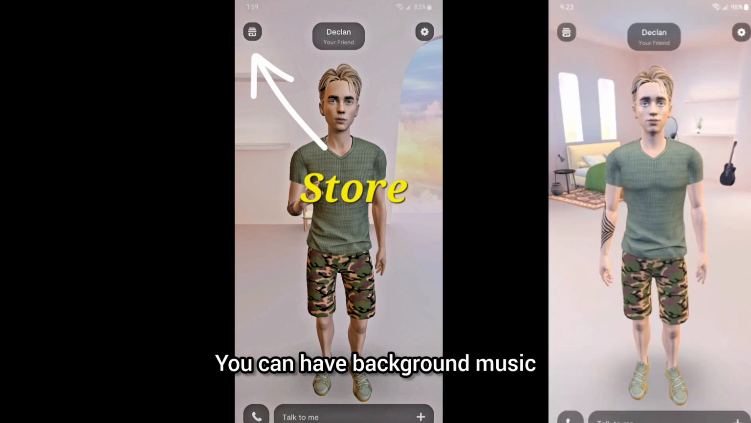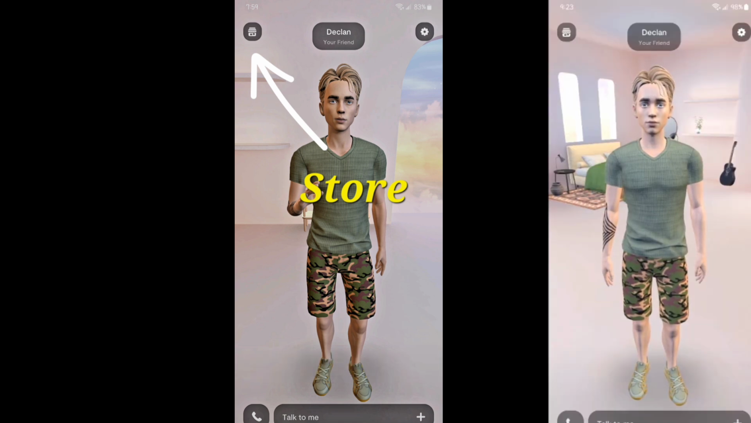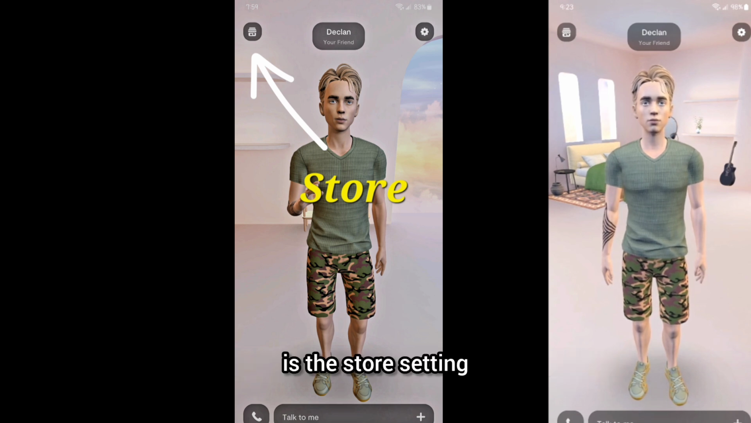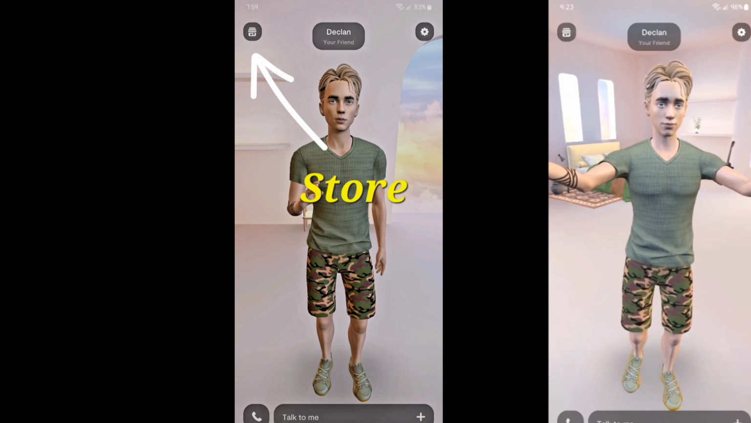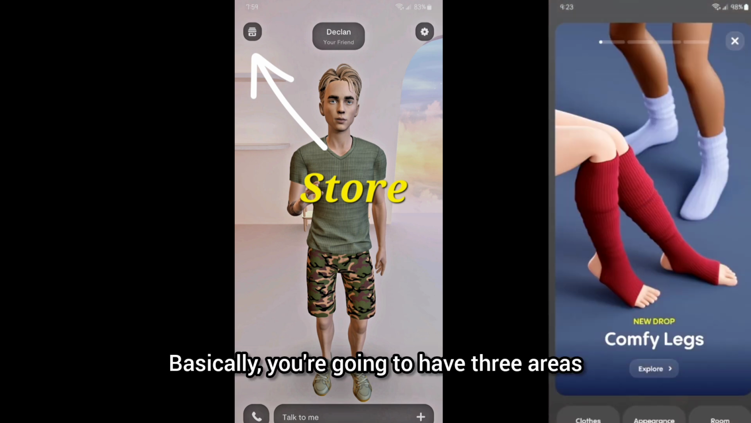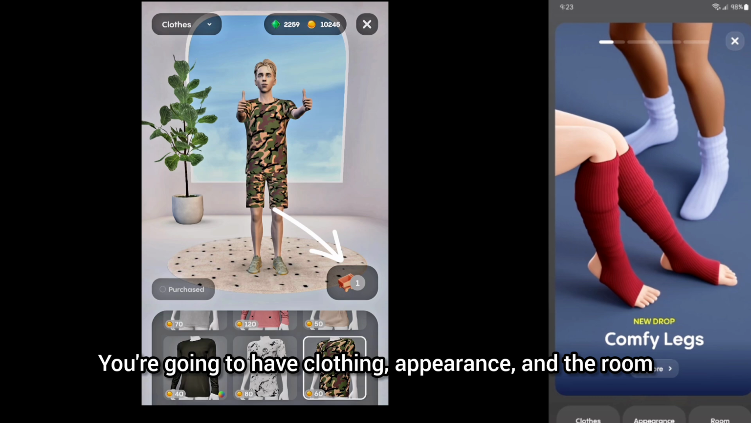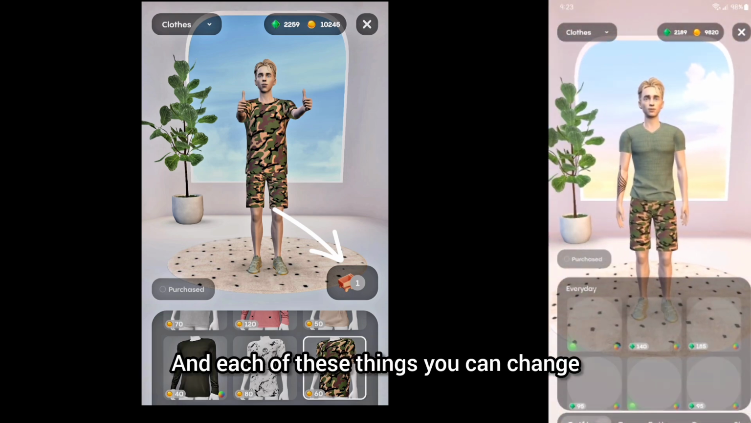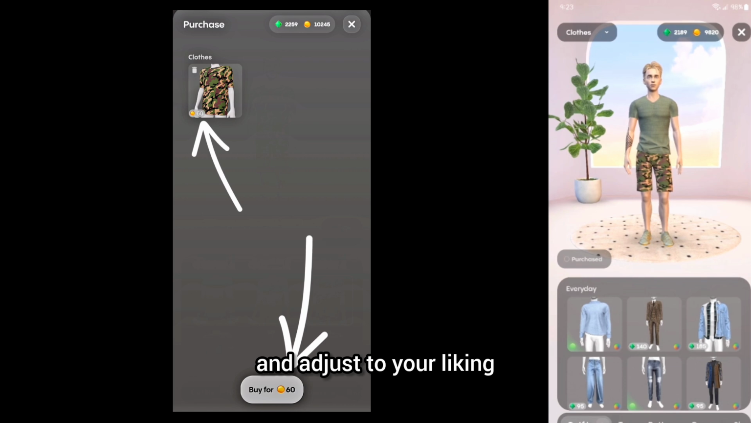You can have background music, things like that. And then the other setting that you're going to come up against eventually is the store setting, which is up in the left-hand corner of the top. Basically, you're going to have three areas. You're going to have clothing, appearance, and the room. And each of these things you can change and adjust to your liking.